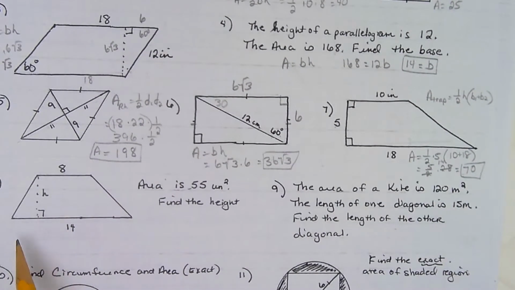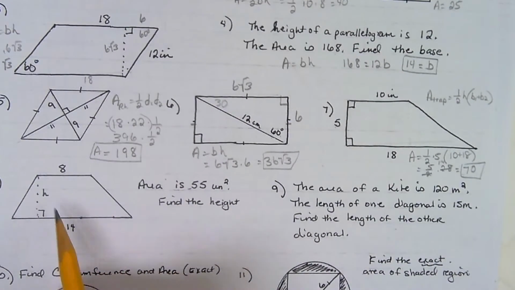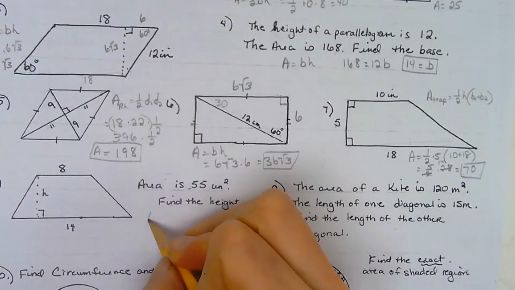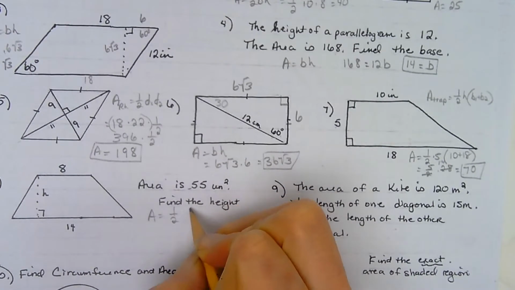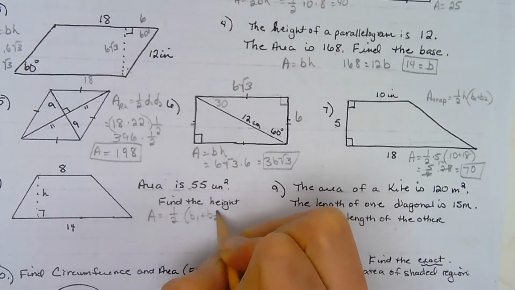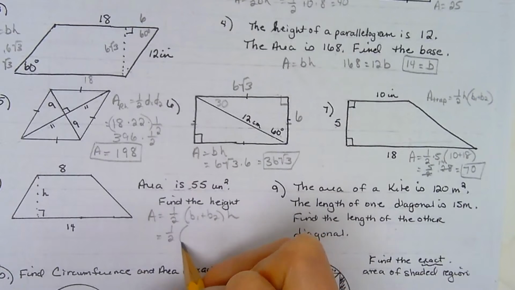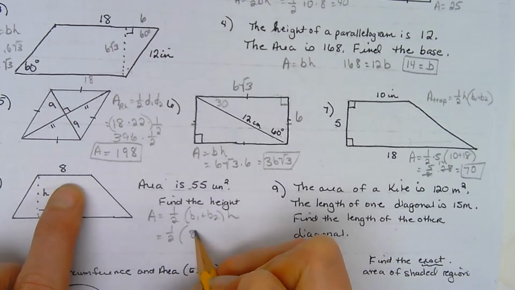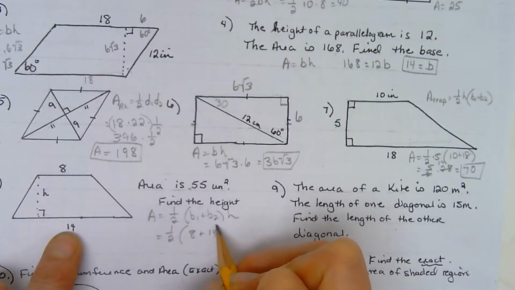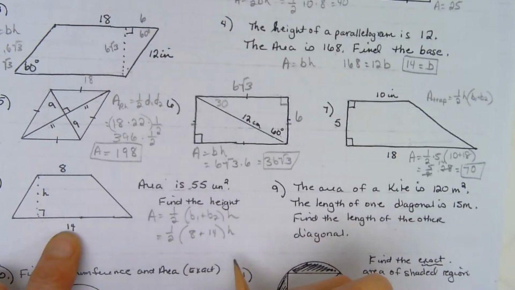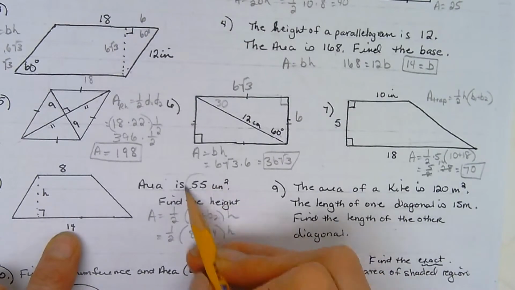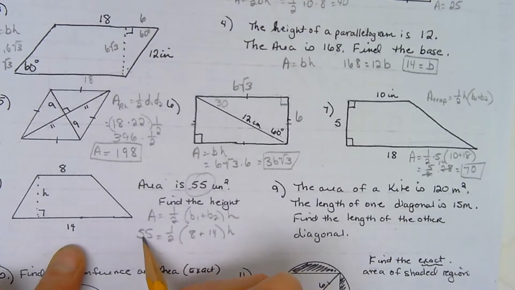Okay, number 8. Number 8 is also a trapezoid. So I'm told that the area is 55, but I need to find the height. So again, area equals 1/2 base 1 plus base 2 times the height. That's equal to 1/2. Base 1 is 8. I'll call that one base 1. It doesn't matter. Base 2 is 14, and I don't know the height. But I do know the area is 55, so I can plug that in there. And then I have enough information to solve for h.